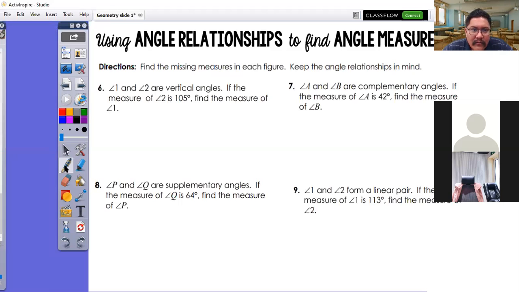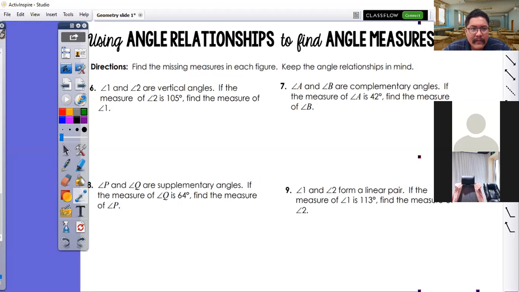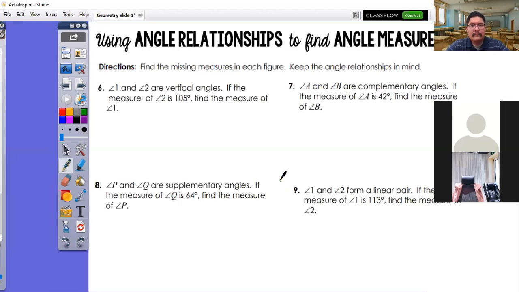All right, so it looks like they're just talking about it. We don't have a picture, so we're gonna have to make some of these ourselves. So angle 1 and angle 2 are vertical angles. If the measure of angle 2 is 105, find the measure of angle 1. All right, so in this case, we don't really need to draw a picture, although we could if we wanted to. And I'm gonna do both anyway.